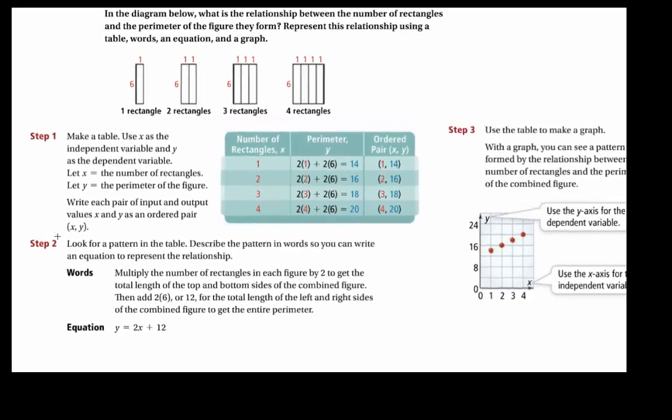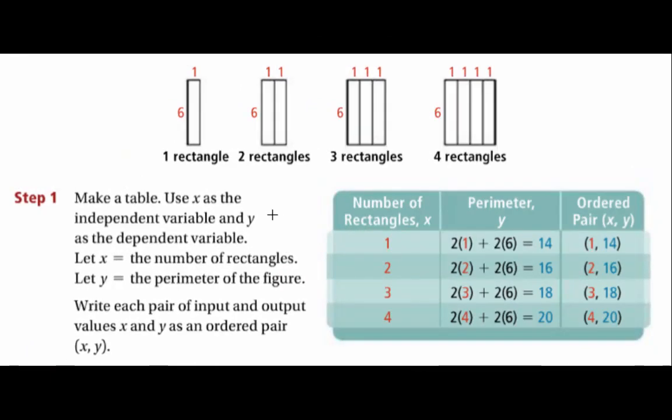So first step is to make a table. We're going to use x as the independent variable and y as the dependent variable. So x is going to equal the number of rectangles. That's our independent variable. And we're going to let y equal the perimeter of the figure. y is the dependent variable, okay? The perimeter of the figure depends on how many rectangles we have. So the perimeter is dependent, the number of rectangles is independent.